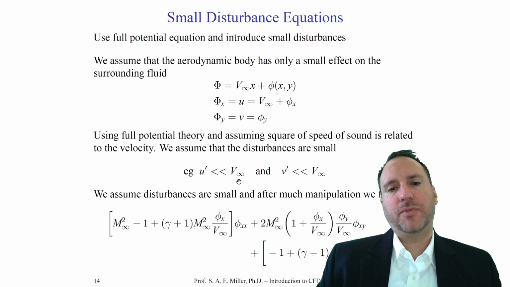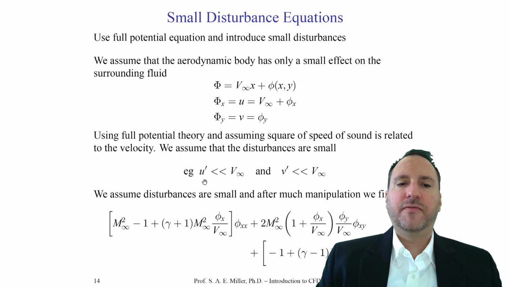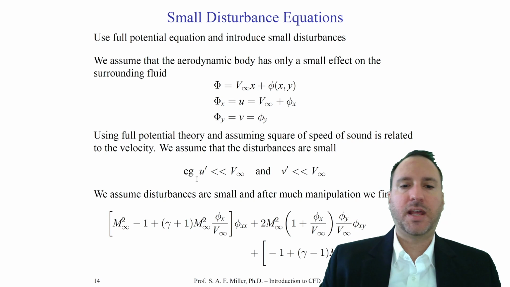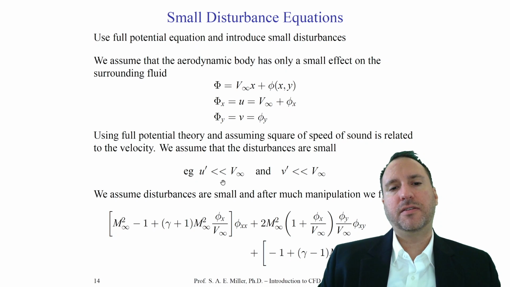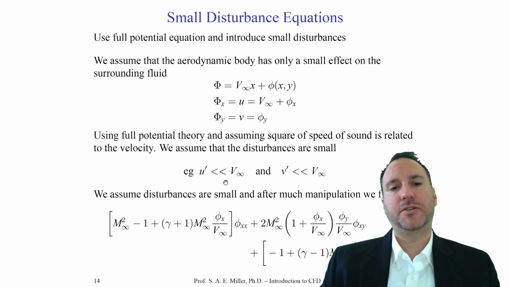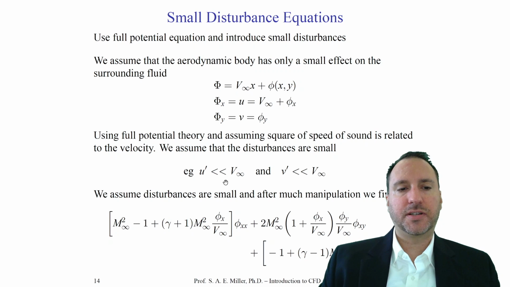The assumption can be written this way: u prime and v prime are much, much smaller than the ambient velocity. For example, u prime might be 1 to 5 meters per second, as any type of case, and u infinity or v infinity, that's the magnitude of the ambient velocity, might be 300 meters per second. This is the perturbation itself.